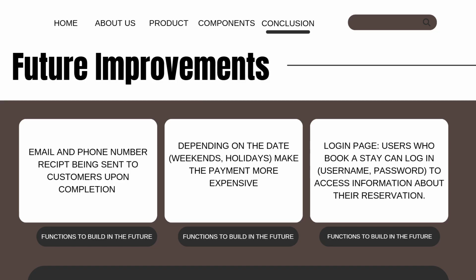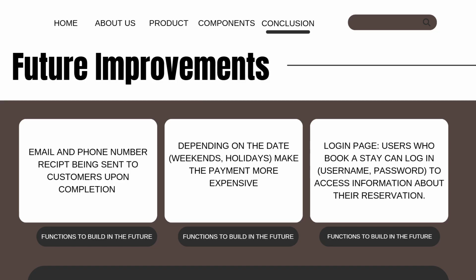Let's talk about future improvements that can enhance the platform and its functionality further. Email and phone number receipts. We aim to introduce a feature that automatically sends receipts via email and phone once a booking is completed. This ensures that customers have a digital record of their reservation details for convenience and transparency.